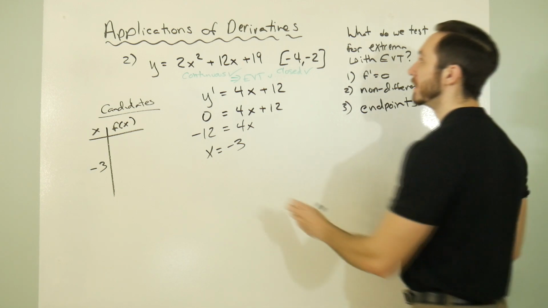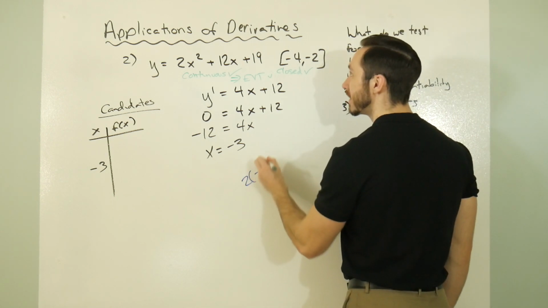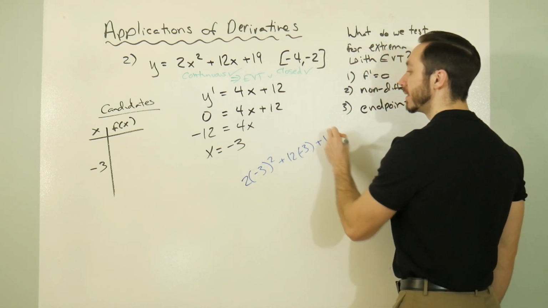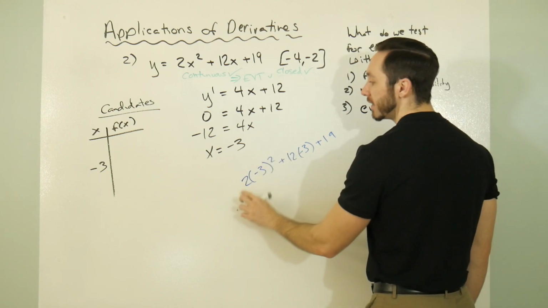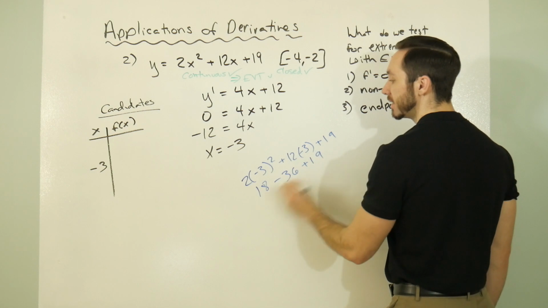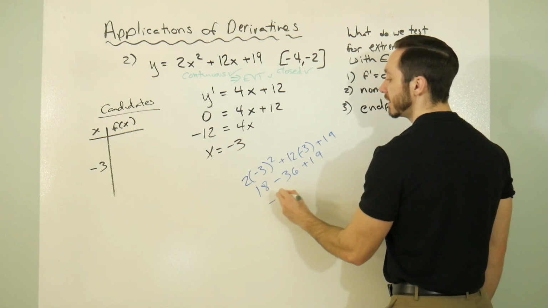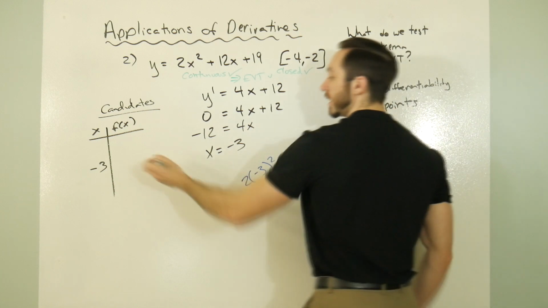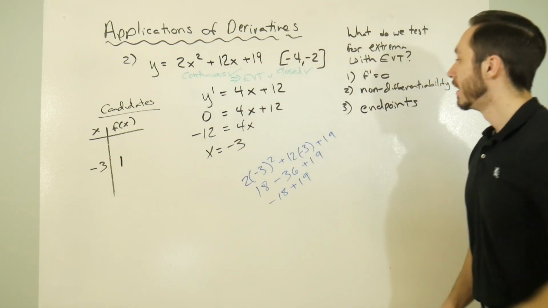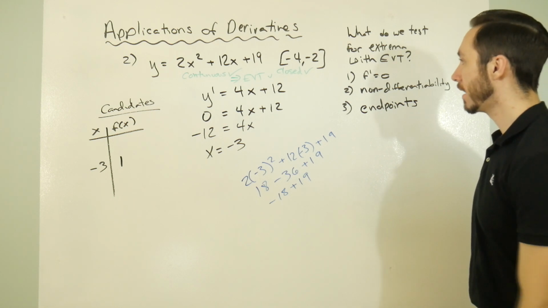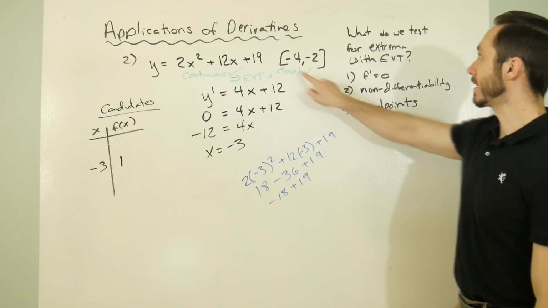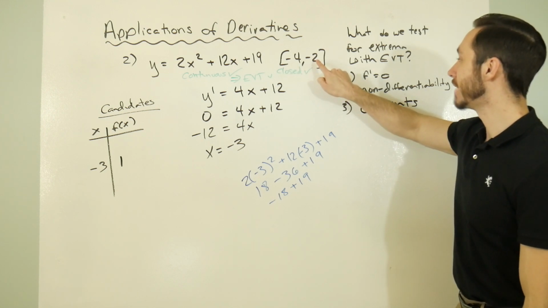Okay, so we get 2 times negative 3 squared plus 12 times negative 3 plus 19. Okay, this is 9. 2 times 9 is 18. Minus 36 plus 19. Negative 18. Okay, I think it's just 1, hopefully. Okay, so first candidate is negative 3 comma 1. Let's test the endpoints. So we're going to test negative 4 and negative 2 as well.